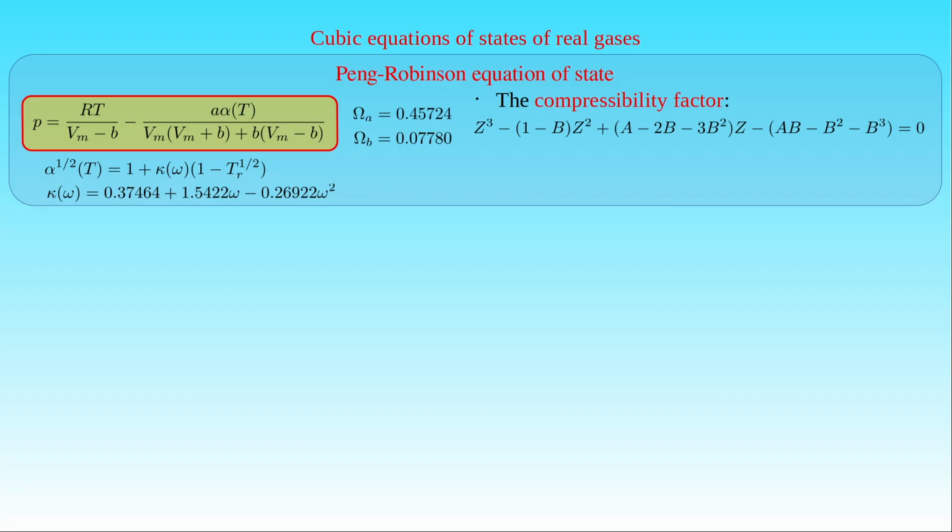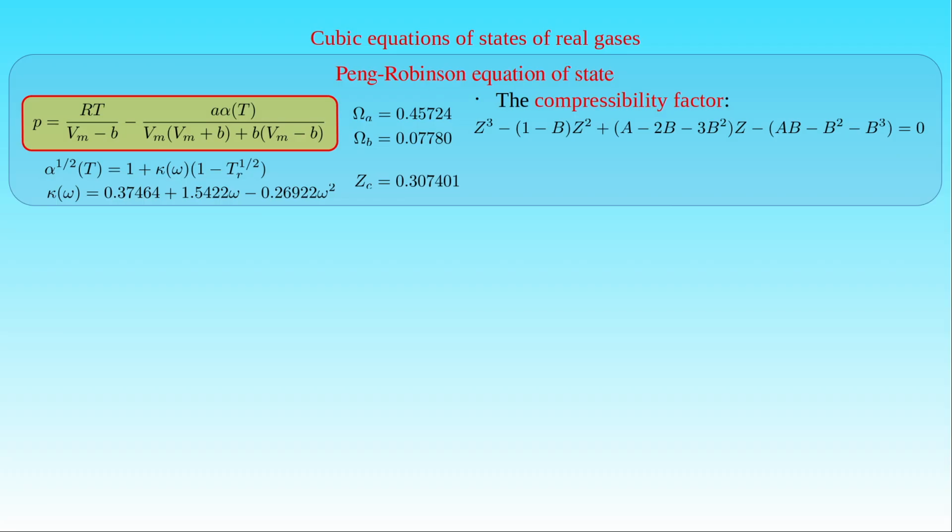The critical compressibility factor Zc derived from this equation at the critical point is equal to 0.307401, which is closer to the values measured for real gases than the value predicted by the Redlich-Kwong equation of state and Soave's improved version of it.